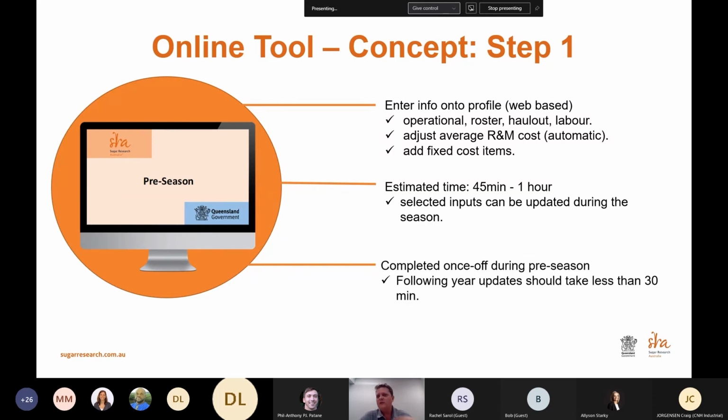Just another comment is that once you've got that information in, it'll obviously be a lot easier to then update it from year to year. We believe the process will take you probably less than 30 minutes once you've got your initial information in. So hopefully that's not too onerous for you as the harvesting groups.